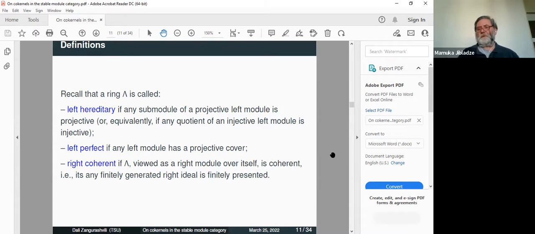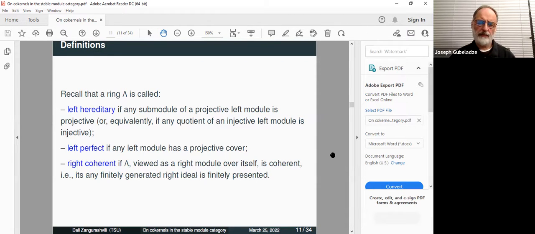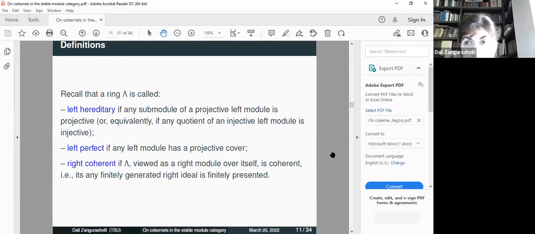And also, representation theory provides a lot of examples of rings of this kind. If we consider the path algebra over a finite connected acyclic quiver, it satisfies all these three. It is left hereditary, left perfect, and right coherent.